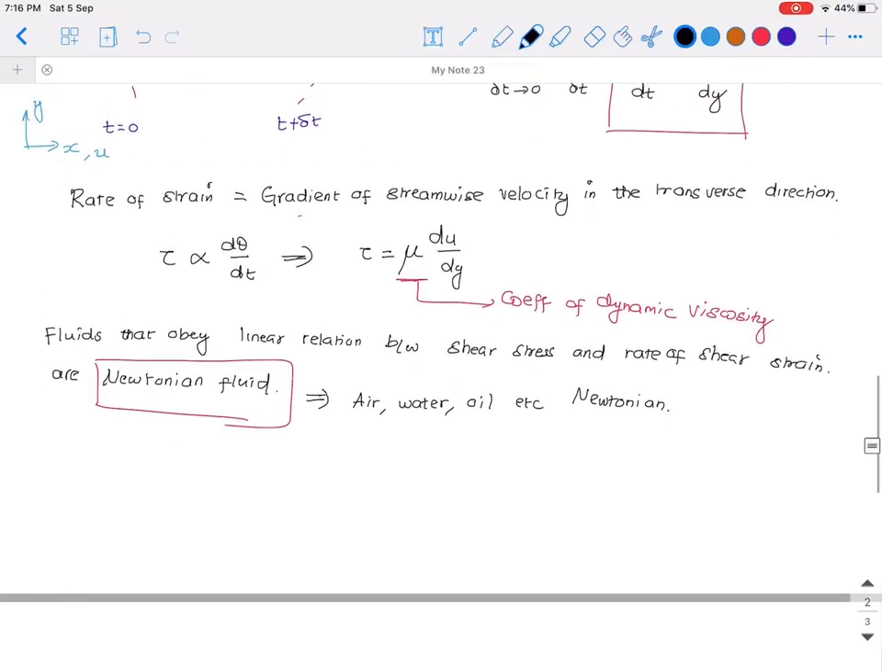Now let us ask ourselves this question: why fluid mechanics? Why should we care about fluid mechanics? What are the uses of studying fluid mechanics? In order to answer this question, I am going to show you a short presentation now.